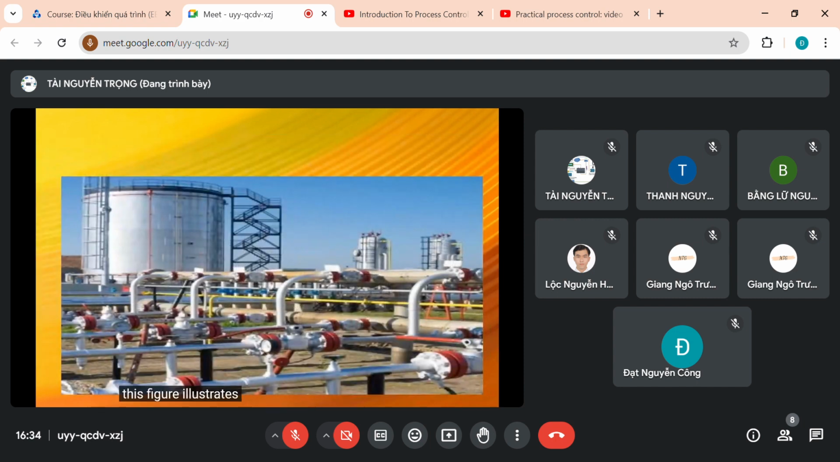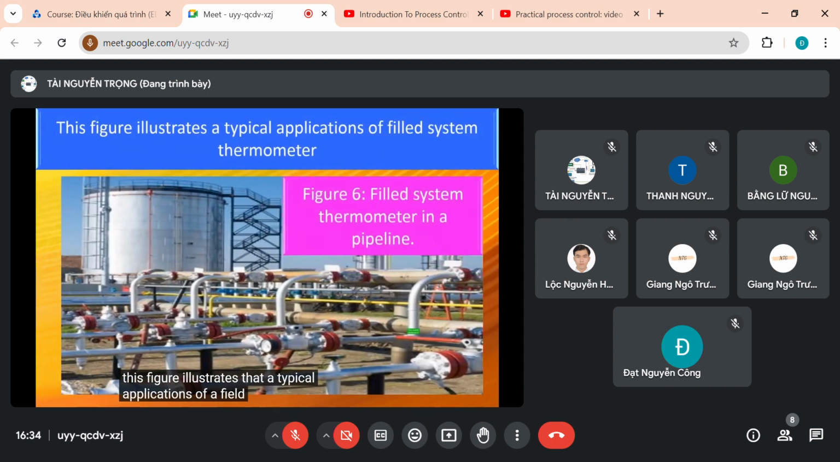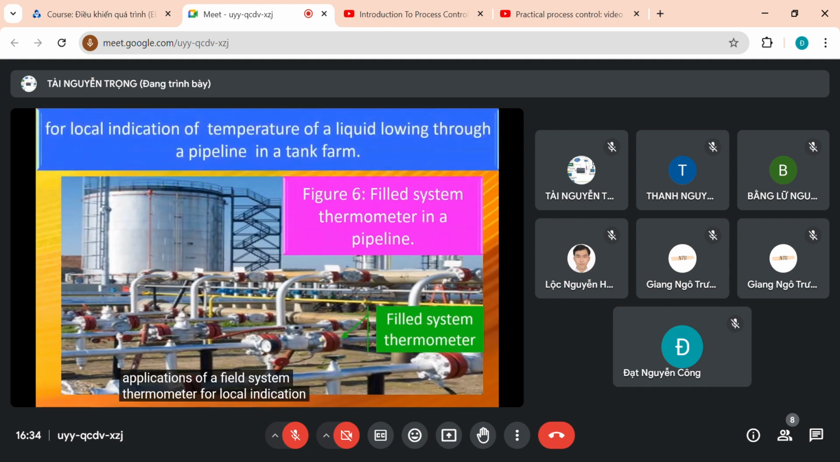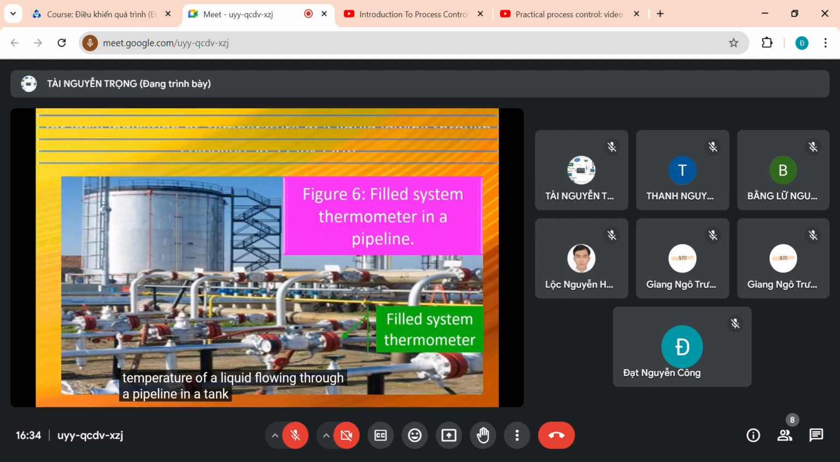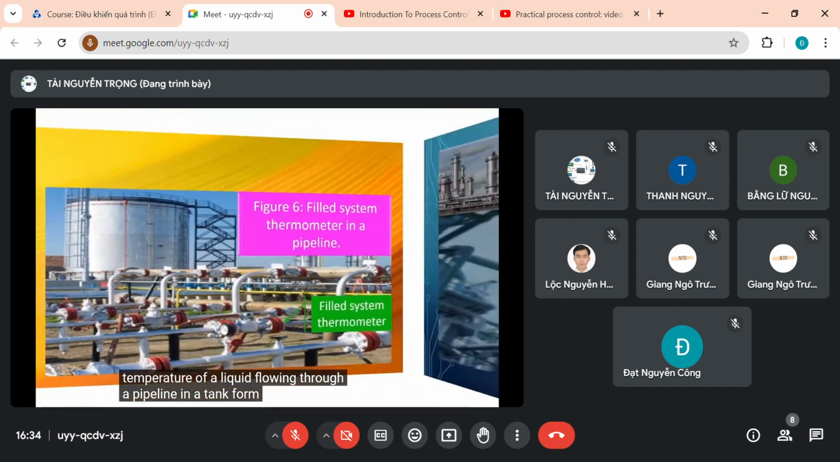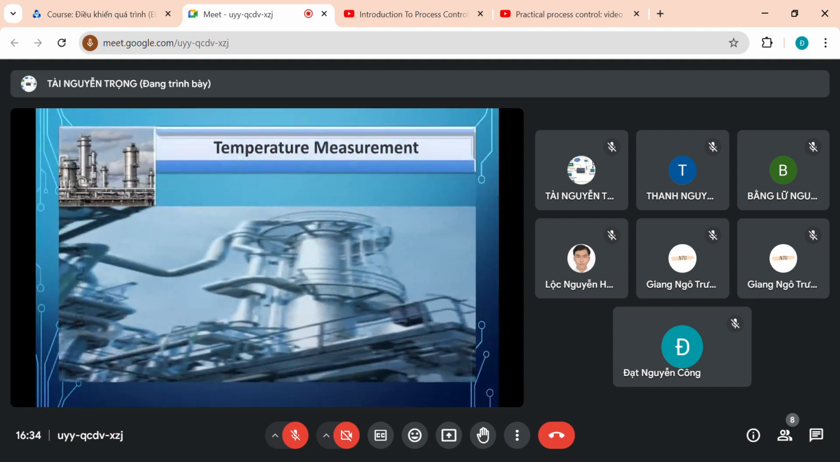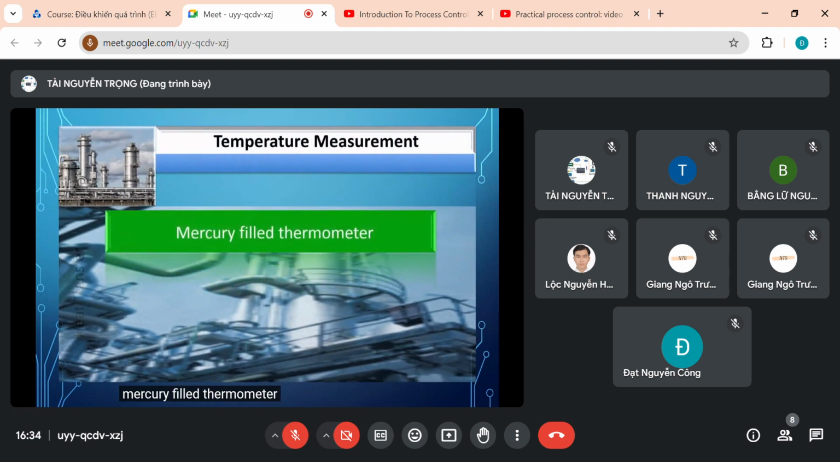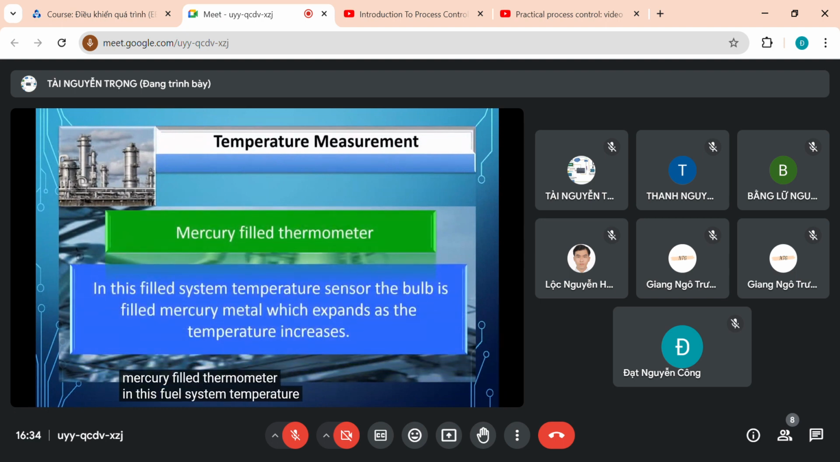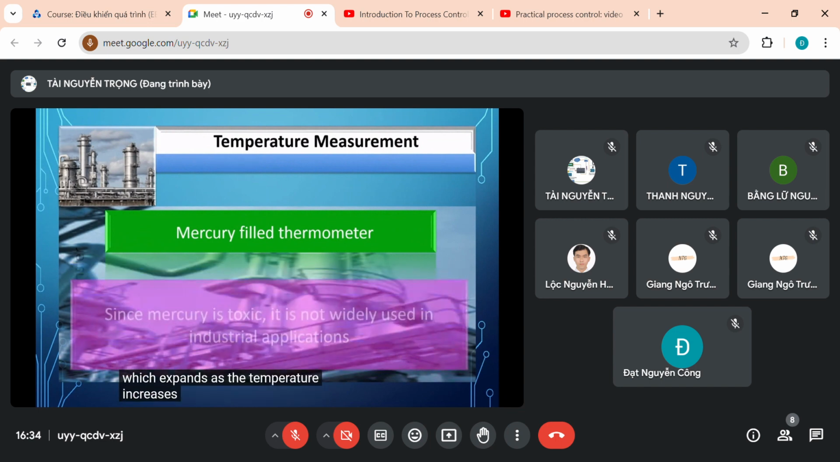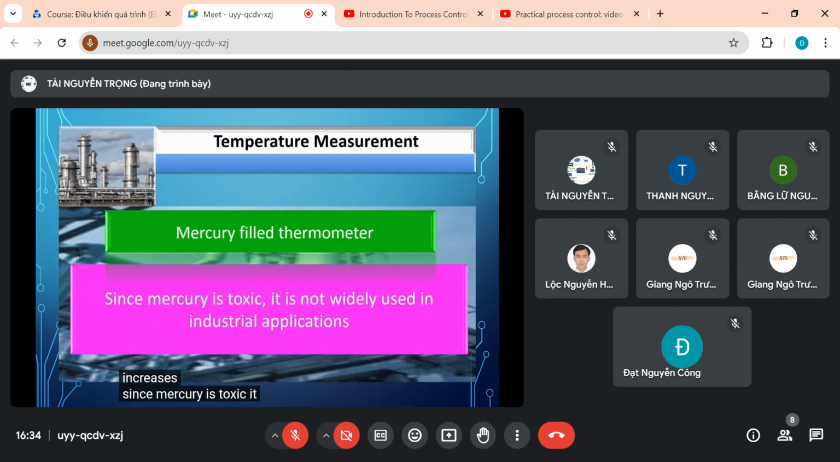This figure illustrates a typical application of a filled system thermometer for local indication of temperature of a liquid flowing through a pipeline in a tank form. Mercury-filled thermometer. In this filled system temperature sensor, the bulb is filled with mercury metal, which expands as the temperature increases. Since mercury is toxic, it is not widely used in industrial applications.